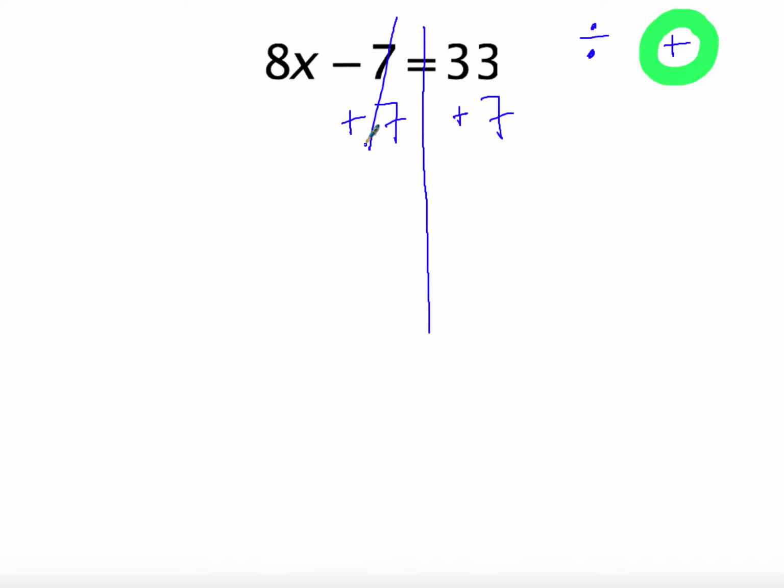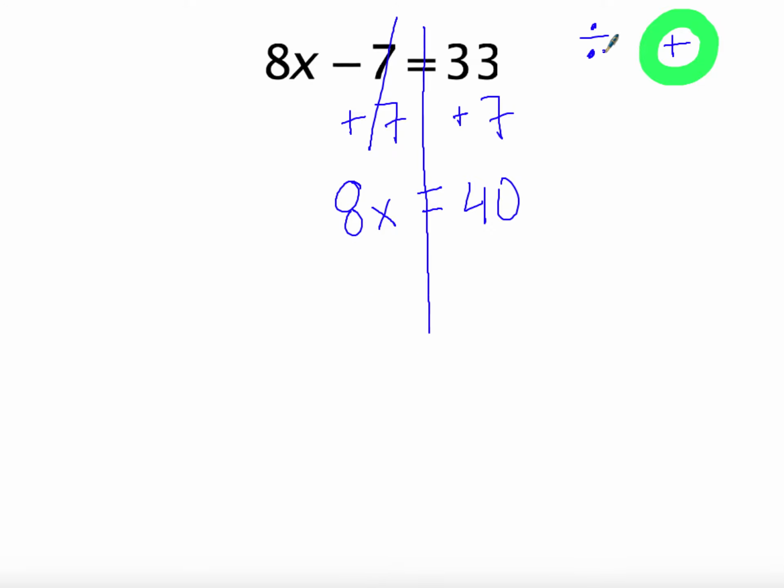Some of you like to cross that out because minus 7 plus 7 leaves us with 0. That is optional. You don't have to show that crossing out. So we added 7 to both sides. 8x minus 7 plus 7 just leaves us with 8x equals 33 plus 7, which is 40. You should have everything on your paper other than this is optional, and actually this vertical line is optional. I often forget to draw that vertical line, so that is up to you.